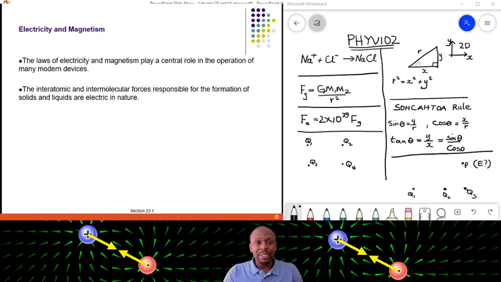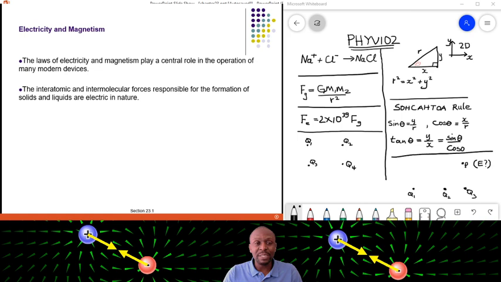Now, why are we studying electricity and magnetism? It's because the laws of electricity and magnetism play a central role in the operation of many modern devices, such as your cameras, your laptops, your cell phones, your TVs, and many more.